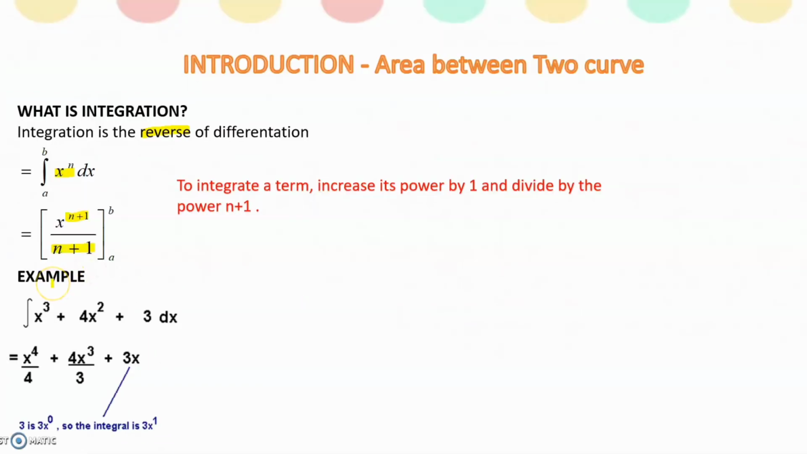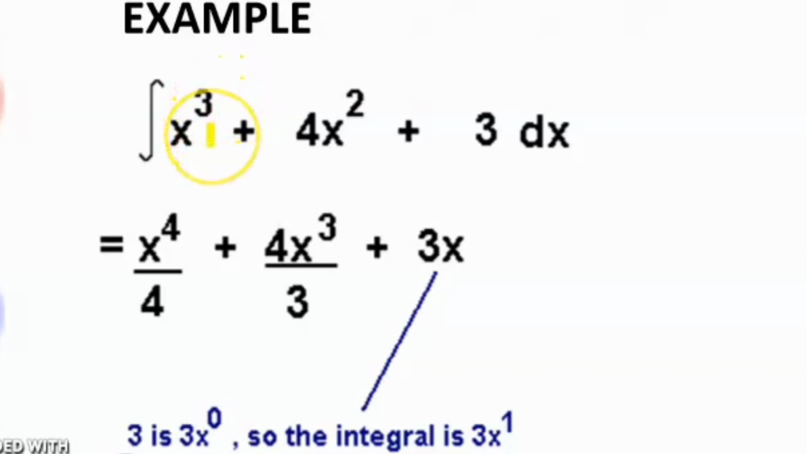I give you the second example, x cubed plus 4x squared plus 3 dx. To integrate this equation, the power of 3 plus 1 will be 4 and divide by the power of 4. For 4x squared, the power of 2 plus 1 will be 3 and then divide by the power of 3.